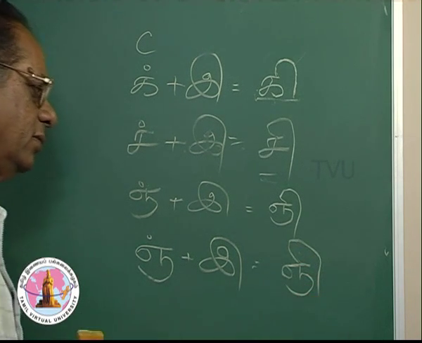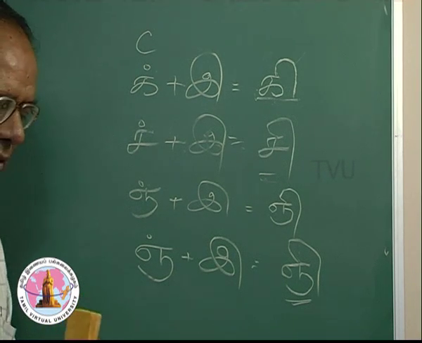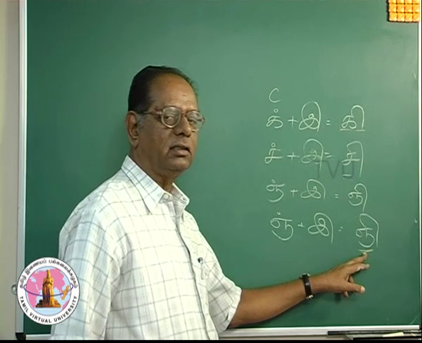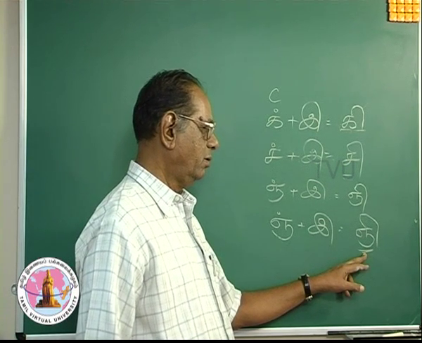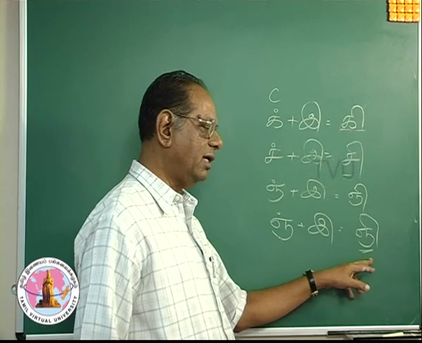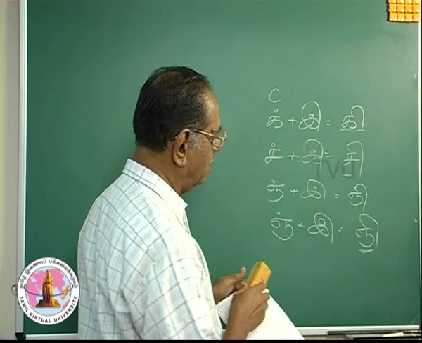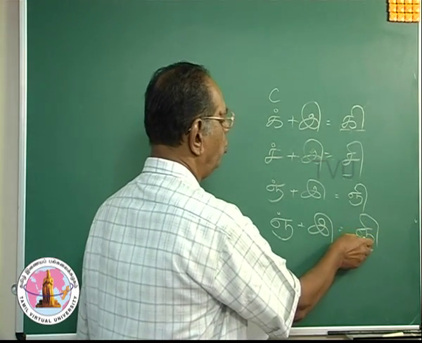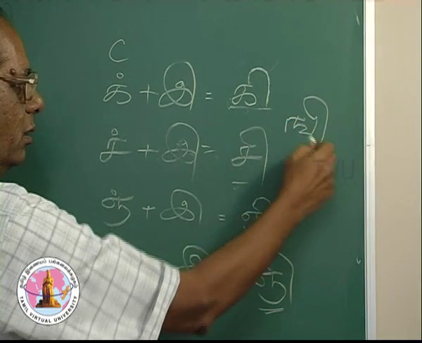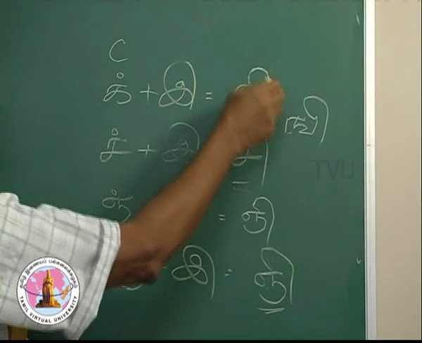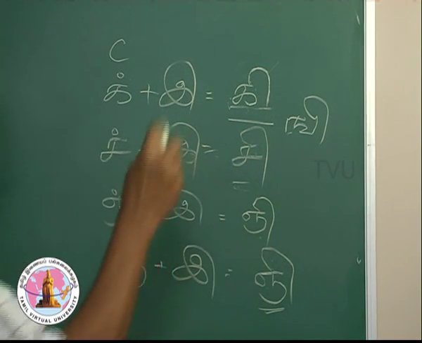Ni. This is also a letter which does not occur very often. A very few words have this letter. So, we can remember this as a peculiar letter like ni. You remember that ni is between ki and chi, and after chi you have ni.